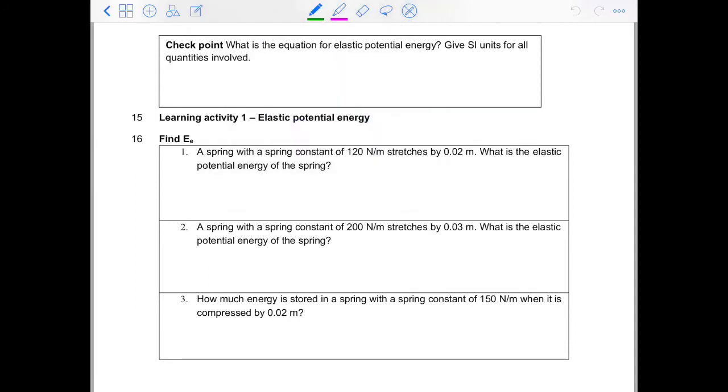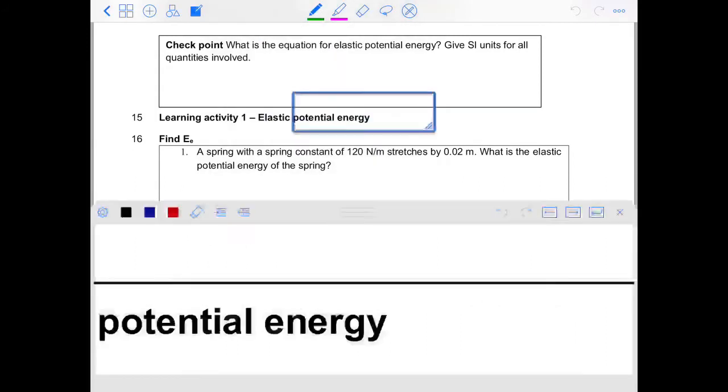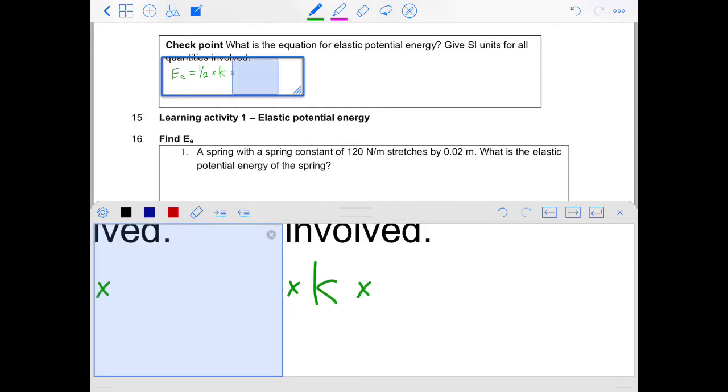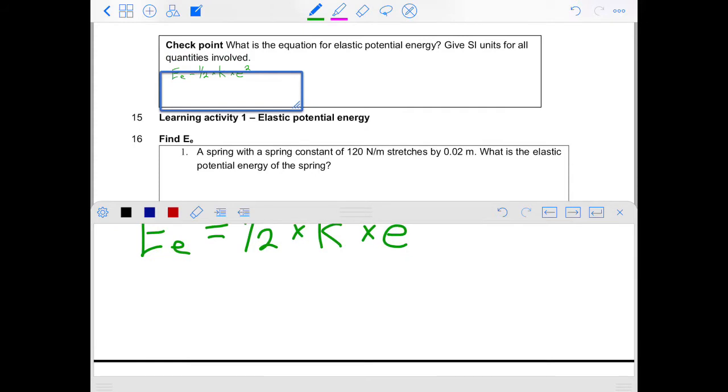So in your feedback color pen, I want you to double check what you have written down. So you should have elastic potential energy. Remember, when we're saying it, we're not saying EE. You can write down the things, but I want you thinking elastic potential energy equals 1/2 or 0.5 times our spring constant times our extension squared. So that's the equation. The SI units for all quantities involved.